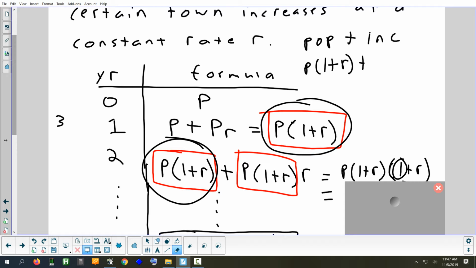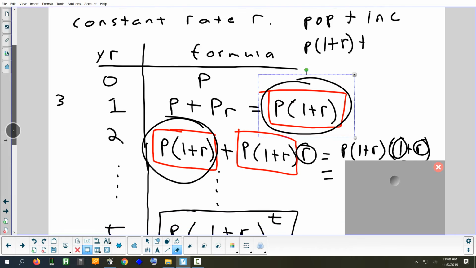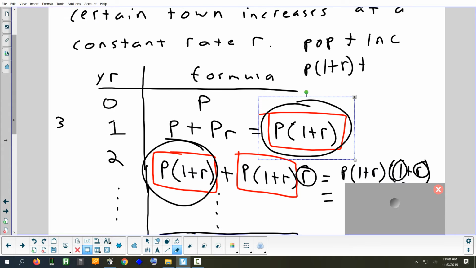What if you factor P times 1 plus R out of the second one? If you factor out the P times 1 plus R, you're left with just an R. So you have P, 1 plus R, 1 plus R. I just rearranged, I factored it. What's 1 plus R times 1 plus R? It's 1 plus R squared.